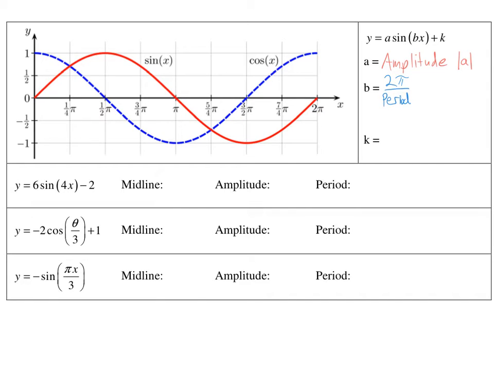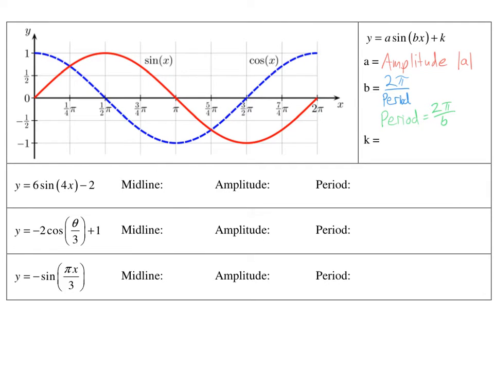Now, here's a question. If I know the period, how do you find B? Well, you take 2 pi and you divide by the period. Your period is always 2 pi divided by B, or if you want B, it's 2 pi divided by the period. The period is a little bit trickier because you have to do a calculation.